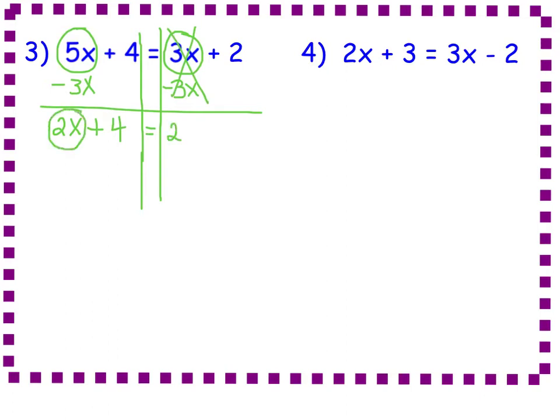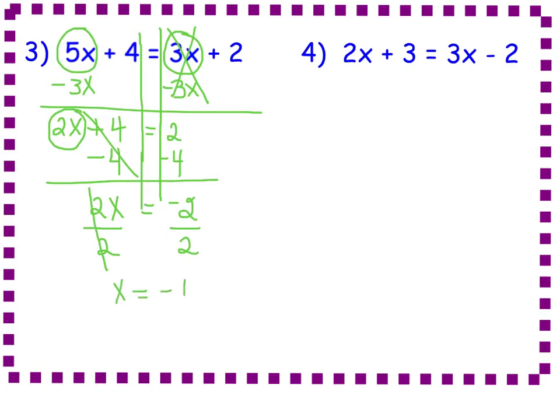Here's my term with the variable, so my next job is to get rid of the plus 4. So I'm going to do minus 4 on both sides. So 2x is equal to negative 2. And then my last step is I'm going to divide by 2 on both sides. So x is equal to negative 1.